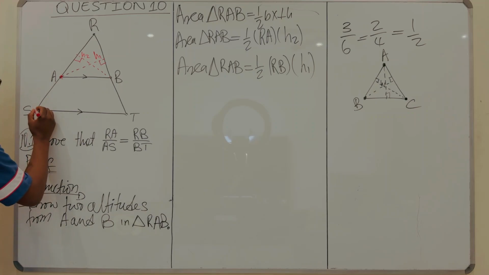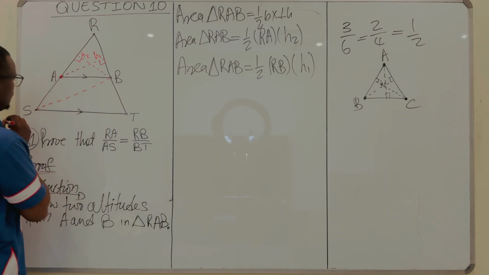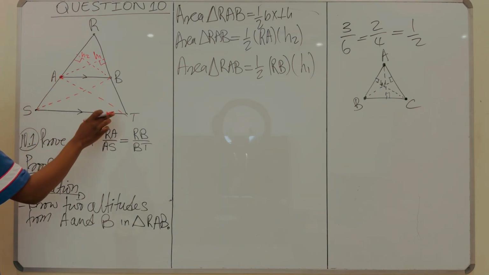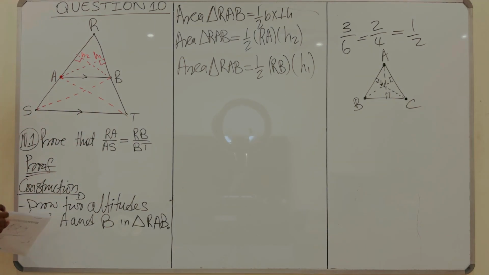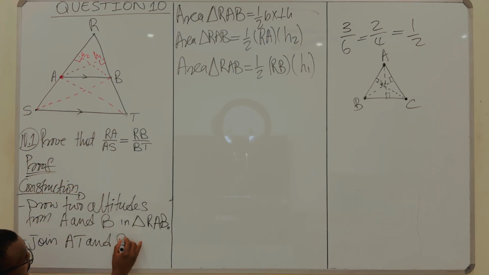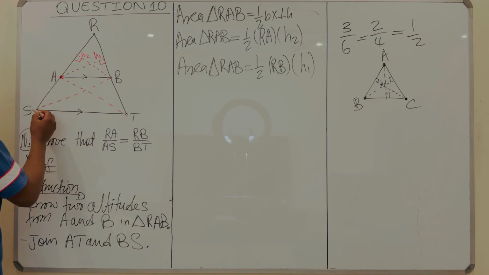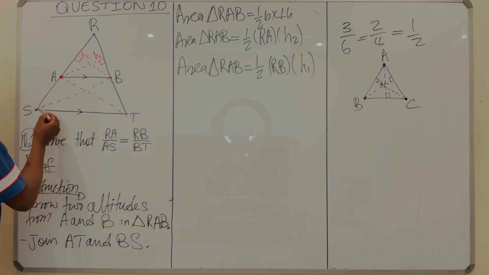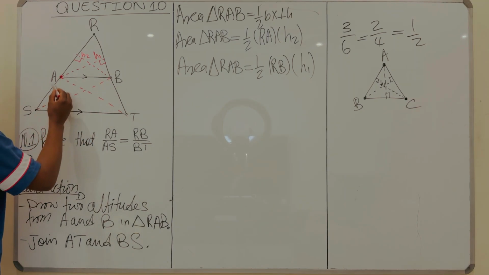What you're going to do is join RB, SB, like this, and join your AT. Let's write it on our construction. Let's say join AT and BS. We joined those two. Once you join these, you can see that AS is on a triangle ABS. AS is on a triangle ABS over here.